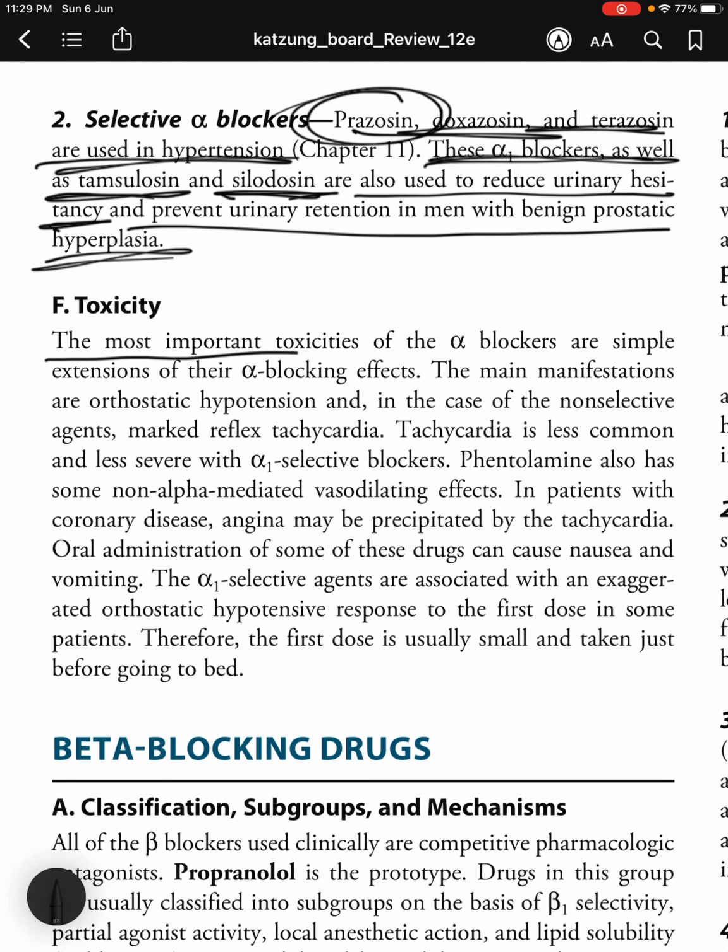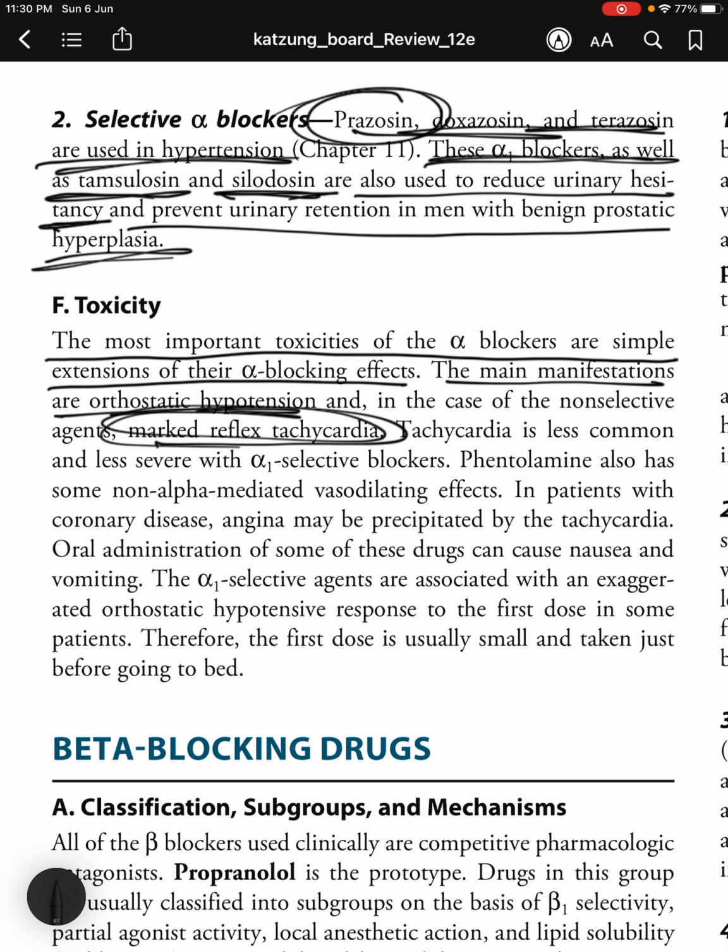So finally, coming to the toxicity, the most important toxicities of the alpha blockers are simple extensions of their alpha blocking effects. The main manifestations are orthostatic hypotension, and in the case of non-selective agents, marked reflex tachycardia. Tachycardia is less common and less severe with alpha 1 selective blockers. Phentolamine also has some non-alpha mediated vasodilating effects. Okay, so in patients with coronary disease, angina may be precipitated by the tachycardia.